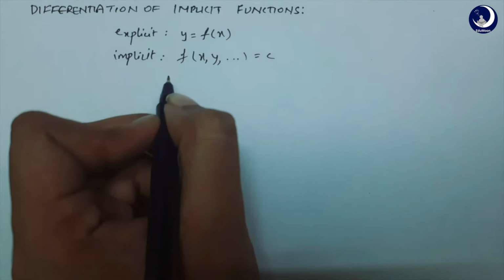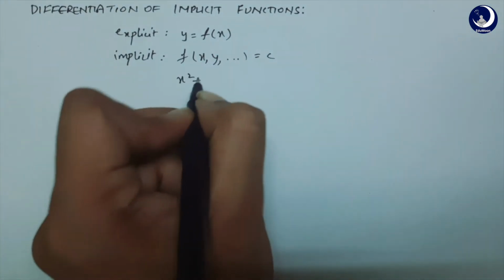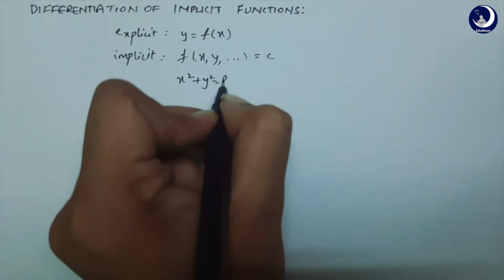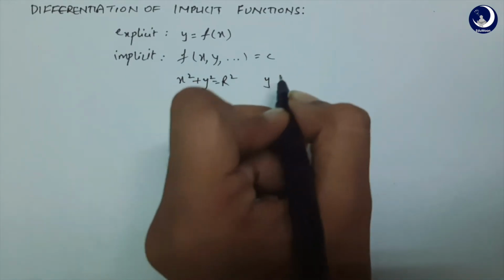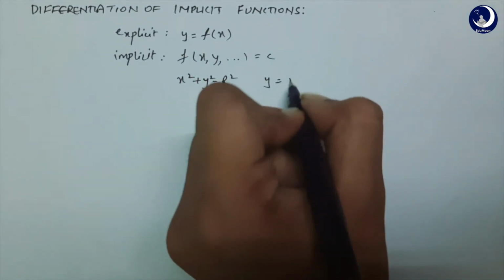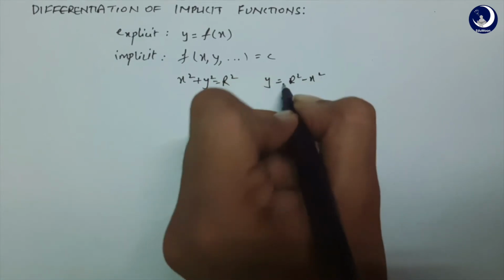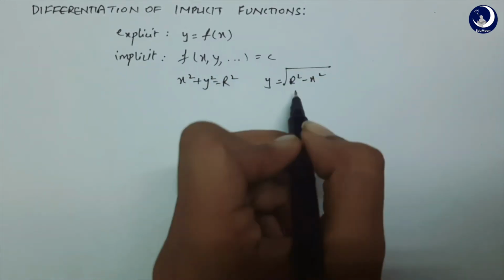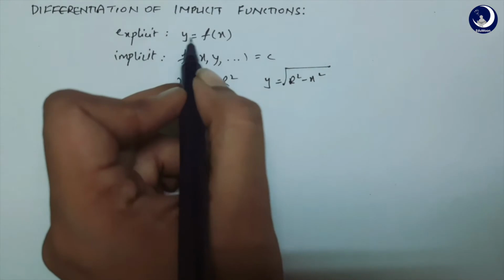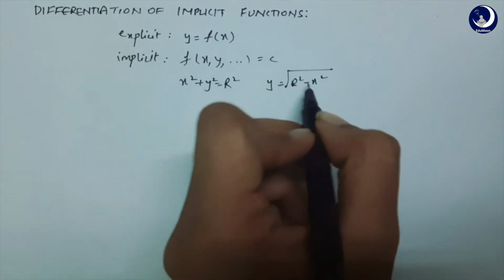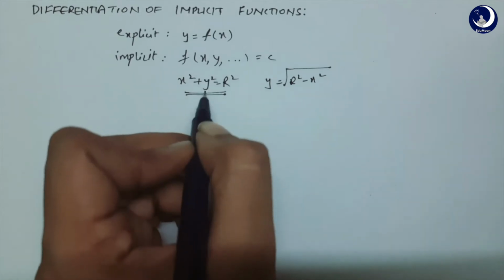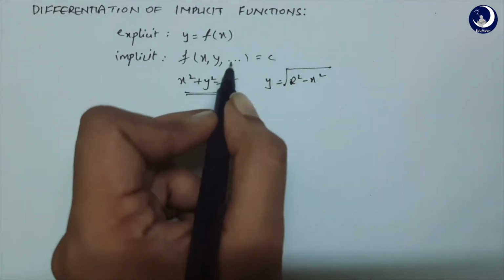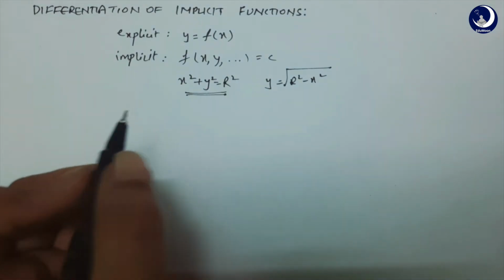For example, take the equation of a circle. So x square plus y square equals r square. Now I can also write this equation by sending y to one side. So that would be y equals square root of r square minus x square. This equation looks like an explicit equation, you know, y is a function of x. Here also y is a function of x. While this equation is an implicit function, it looks similar to this, right? So that's what implicit functions are.